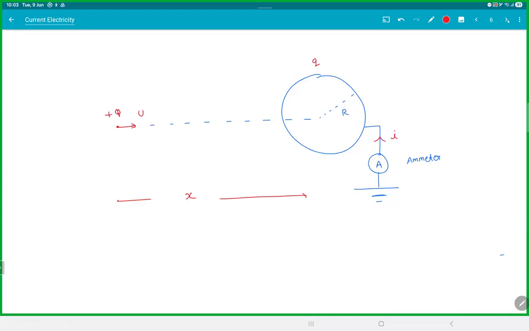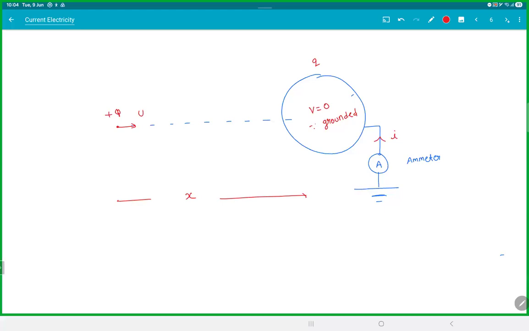So when the charge is at a distance x, let the induced charge be small q. So the potential of the shell will be 0 since it is grounded. As you get closer, the plus Q, you should get more small q in order to compensate for it. Sorry, V is 0 and E is also 0.